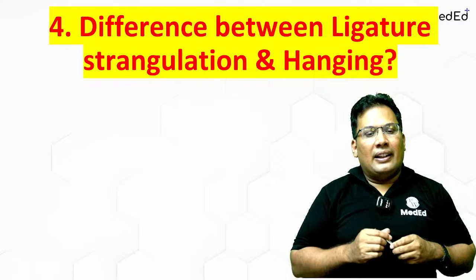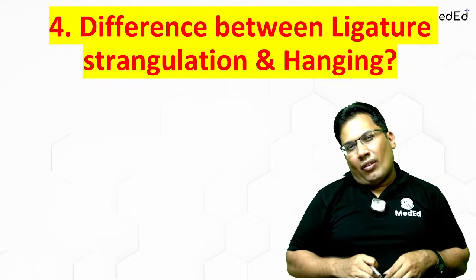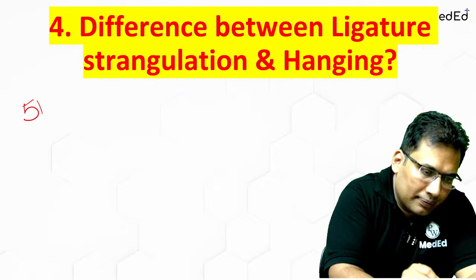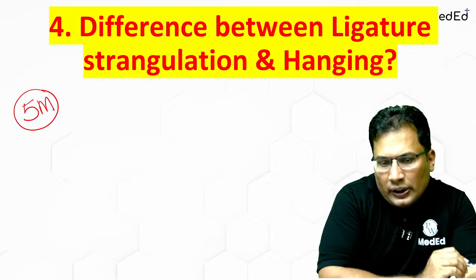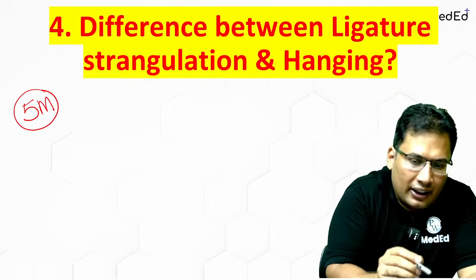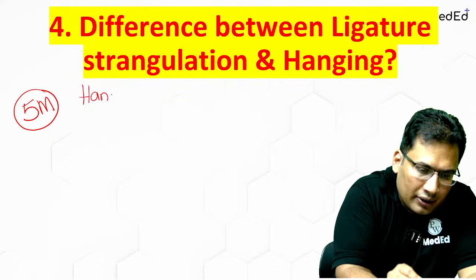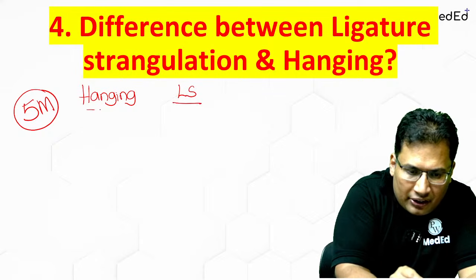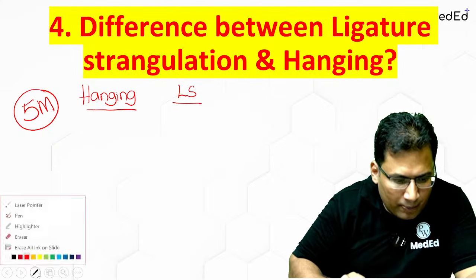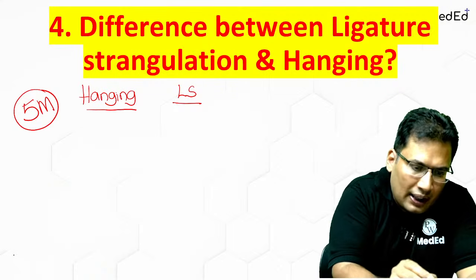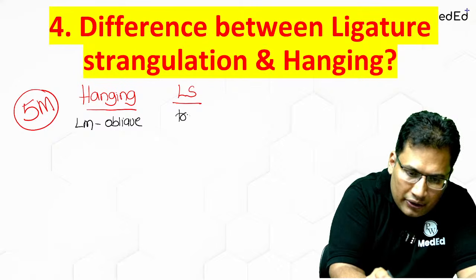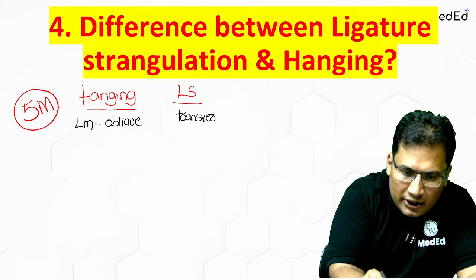Now, difference between ligature strangulation and hanging. It can be a 5 marks question. So can anyone tell me what is the difference? Let's make it interactive, guys. Hanging and ligature strangulation differences, 5 marks. So the first point, in hanging the ligature mark is oblique. Here it is transverse. So this is point number 1.